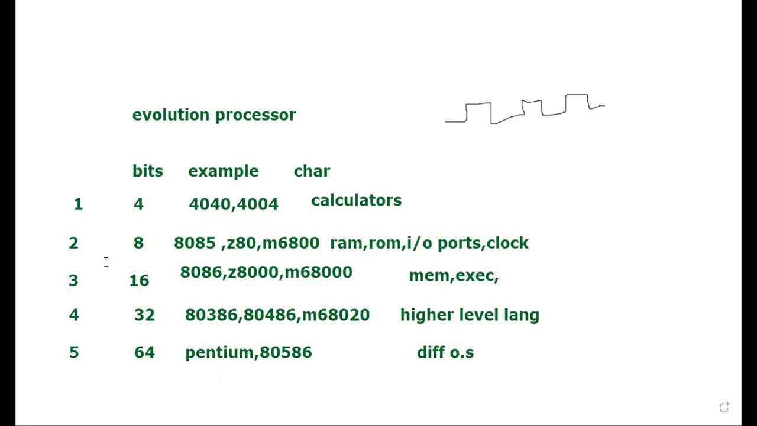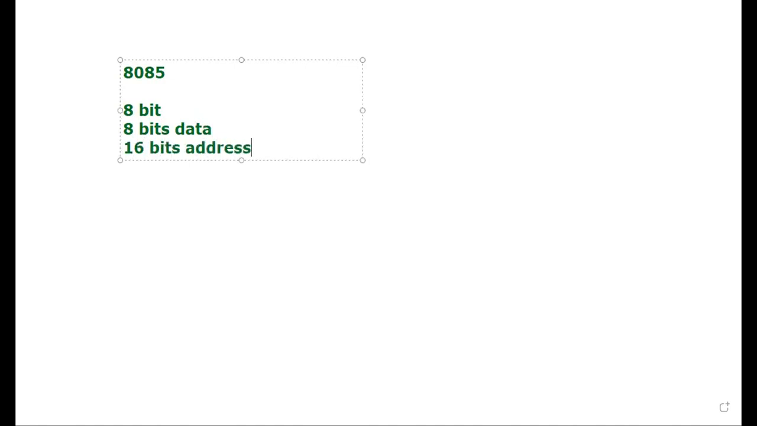Then the features of 8085. What are the features of 8085? When you write the features, you should write the number of bits of the microprocessor first. It is an 8-bit microprocessor, that means it can process 8 bits of data. Then it has 16 bits of address. So 2 raised to 16 combinations are possible.